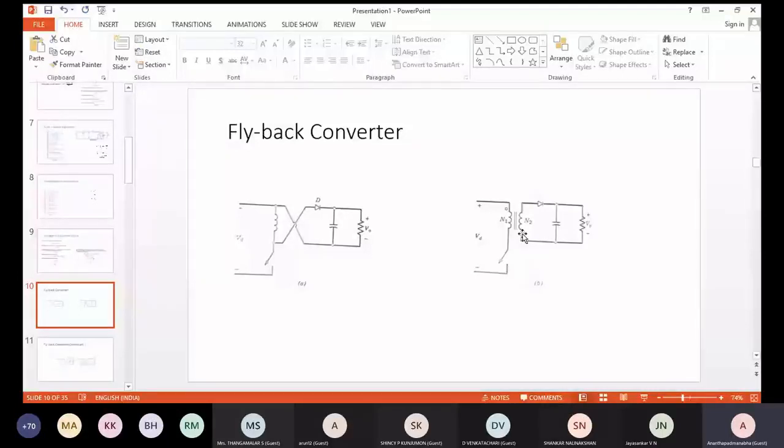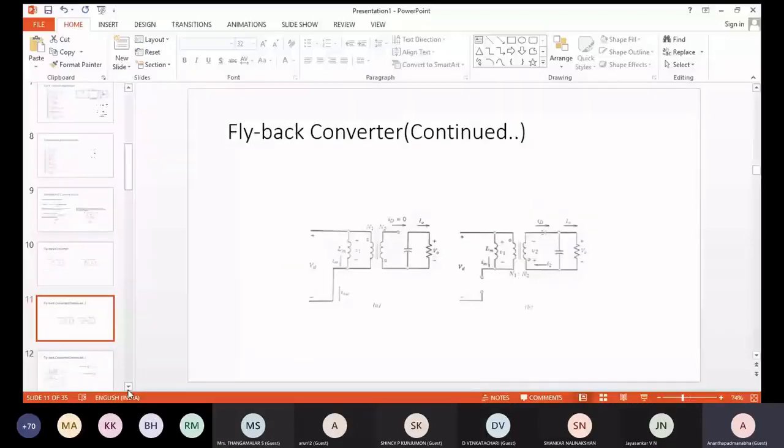Why? Because even though it looks like a transformer, the flyback converter transformer is not a transformer, it is a coupled inductor. So at this point of time, you have to remember the fact that it is a coupled inductor. Okay. So again, same thing for the purpose of analysis.